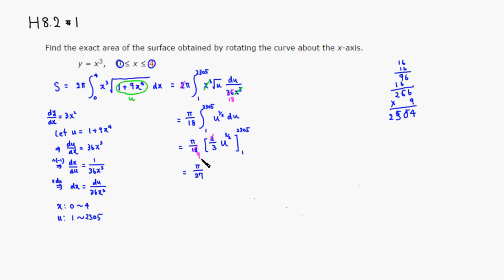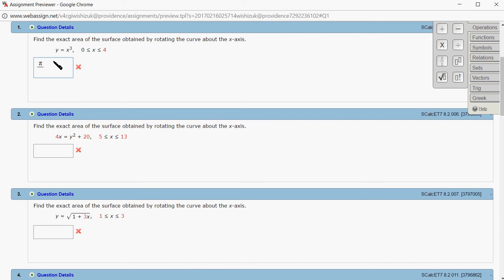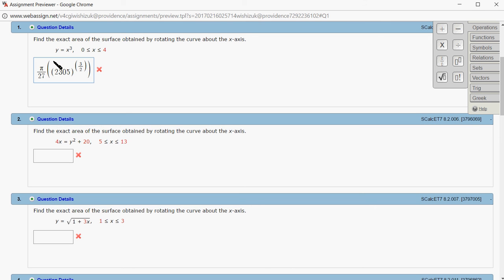Then we have, so it's kind of a yucky number, but to plug it in, you have 2,305 raised to the 3/2 power minus 1. Alright, so let's type this in. We got the pi over 27, then we have 2,305 raised to the 3/2 power minus 1.